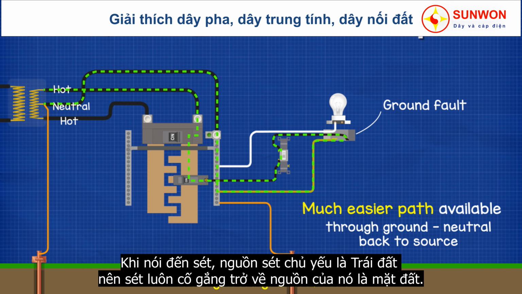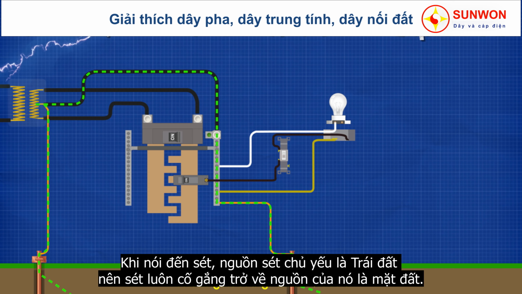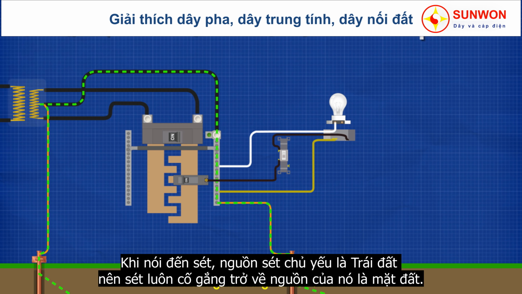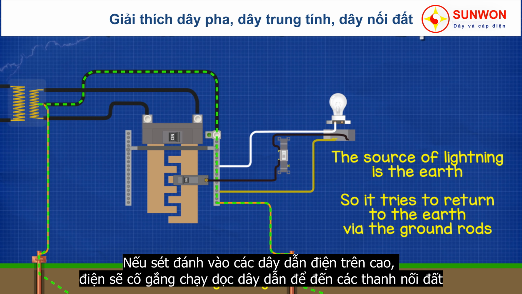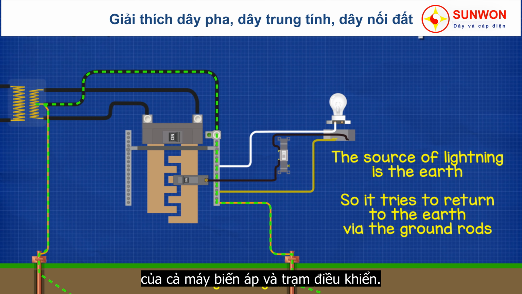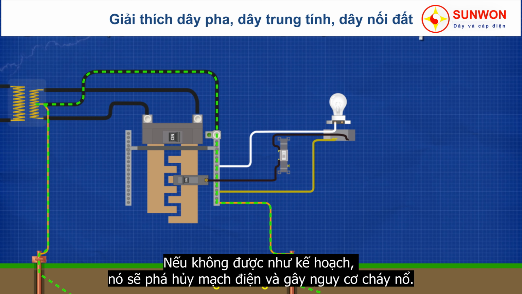When it comes to lightning, the source of lightning is essentially the Earth. So lightning is always trying to get back to its source, which is the Earth. If lightning strikes the utility cables, it will flow along the wires to get to the ground rods of both the transformer and also your main panel. And it's going to do this to try and get back into the Earth. If it wasn't for this, then it's going to blow all our circuits and it's going to cause house fires.